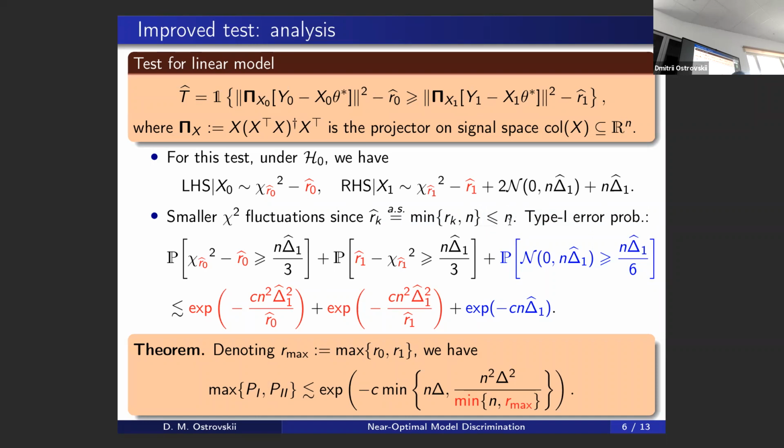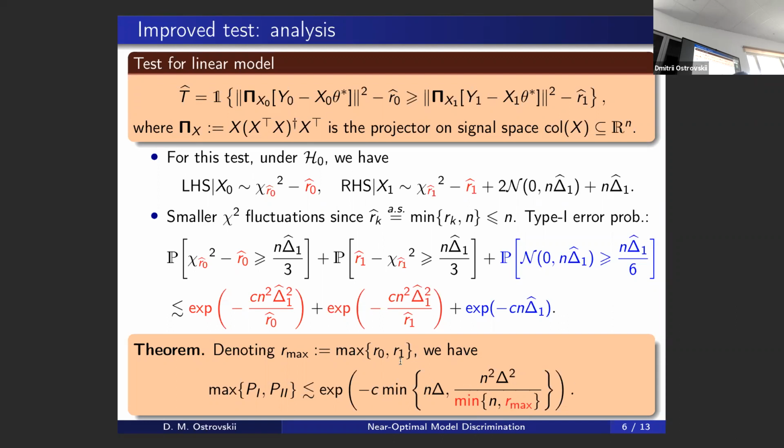So for some simple discrete design, this also holds up to some constants, but it's fine for this kind of thing. So essentially what happens is that I conditionally analyze my error. My N degrees of freedom became R0 hat and R1 hat. But R0 hat and R1 hat are the minima with probability 1 of RK and N. And if I do arithmetics, I have this.